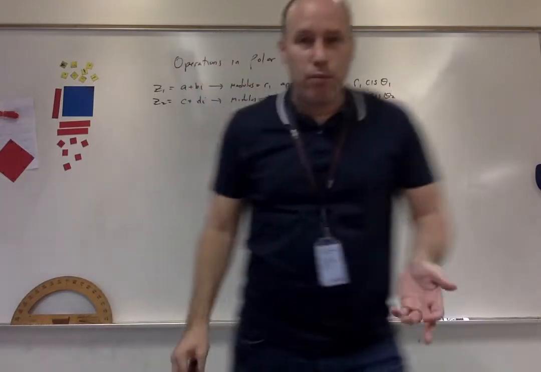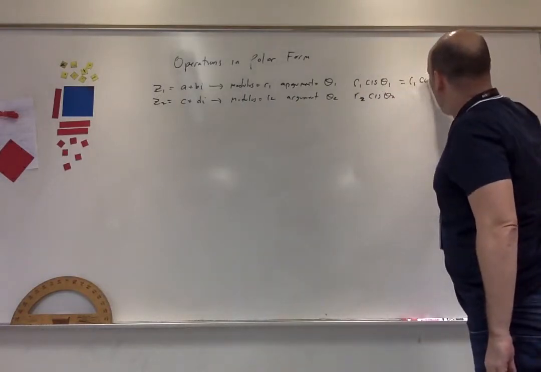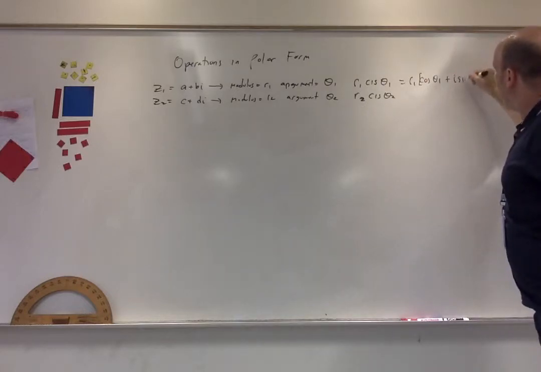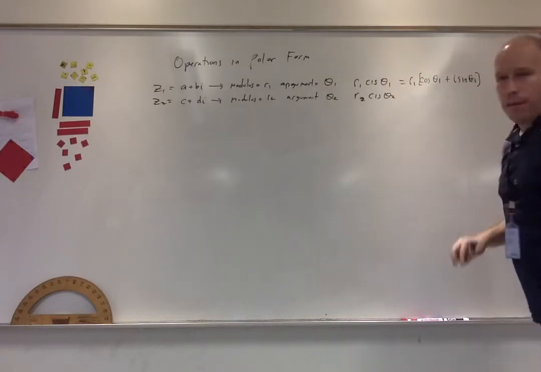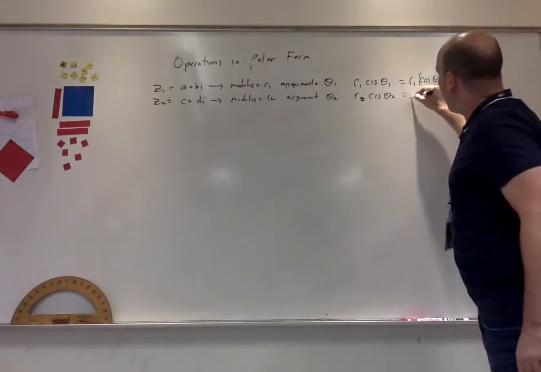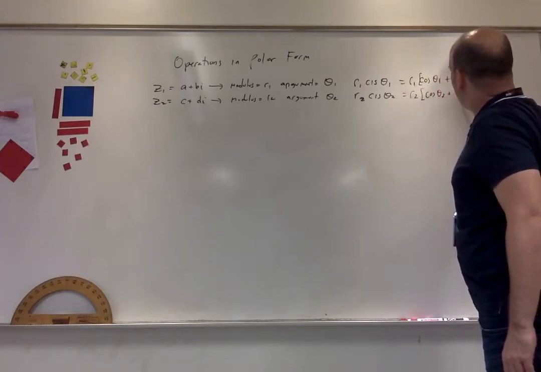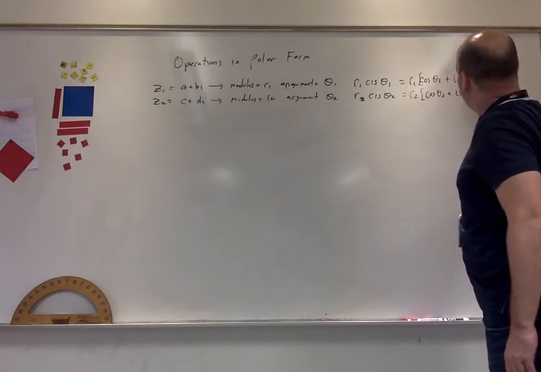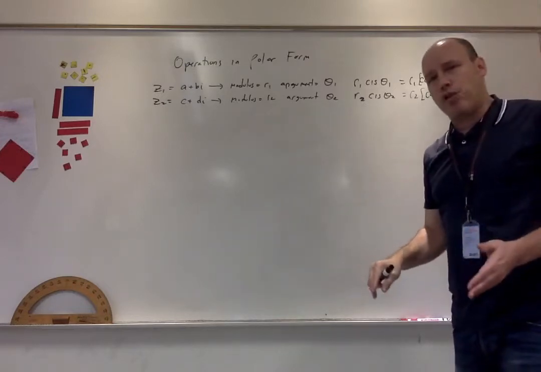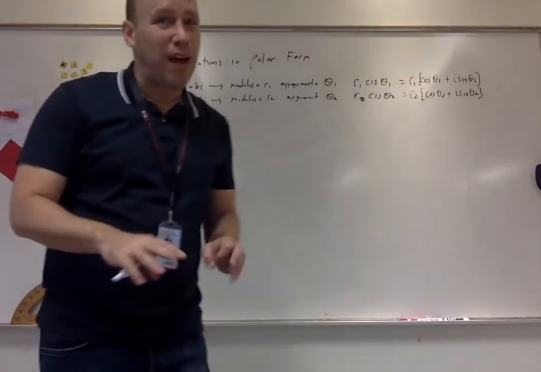Now, we know what this is, and this is r1 cosine theta 1 plus i sine theta 1. And the second one, we have r2 cosine theta 2 plus i sine theta 2. Once again, this is just going to be a derivation. You're not going to be asked to do that, but this is really, really helpful.